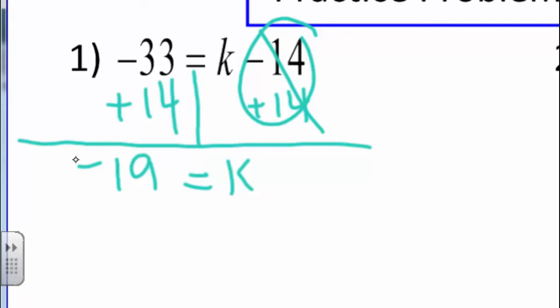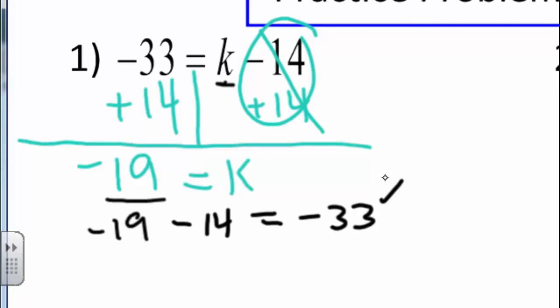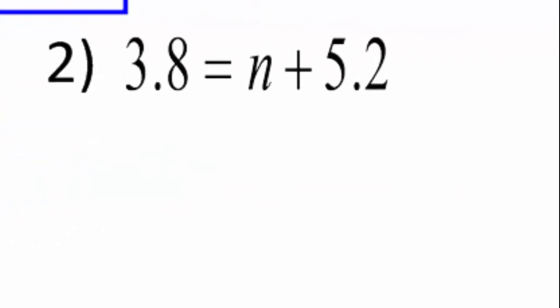So I can check my work. I've got negative 19 as my answer, and I think that's what k is equal to, so to check, I'll substitute negative 19 for k. And since my original equation had k minus 14, I'm going to simplify negative 19 minus 14. And when I subtract these two numbers, I get negative 33. So it checks out.